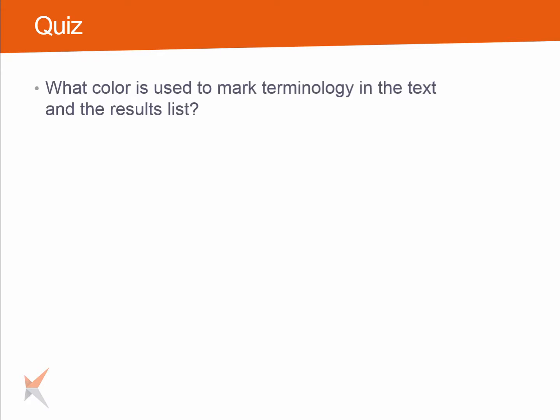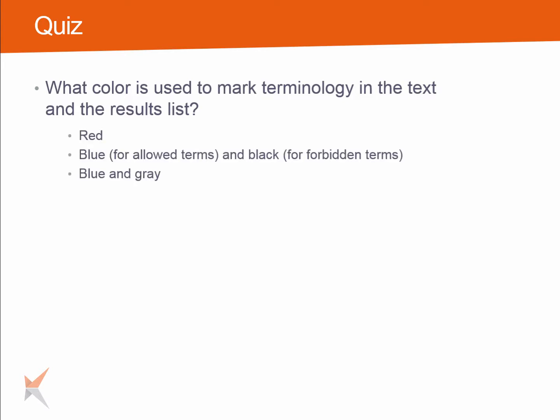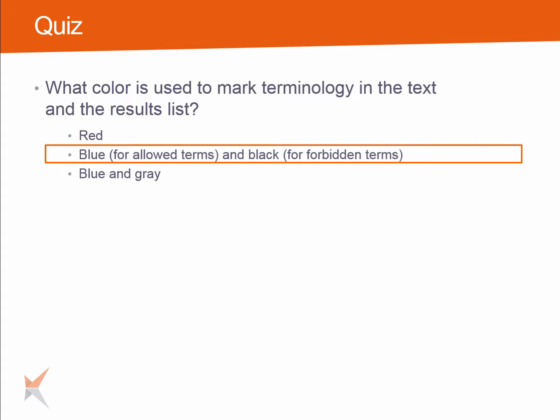Here comes the quiz. First question. What color is used to mark terminology in the text and the results list? The possible answers are red, or blue for allowed terms and black for forbidden terms, or blue and gray. The correct answer is blue and black.